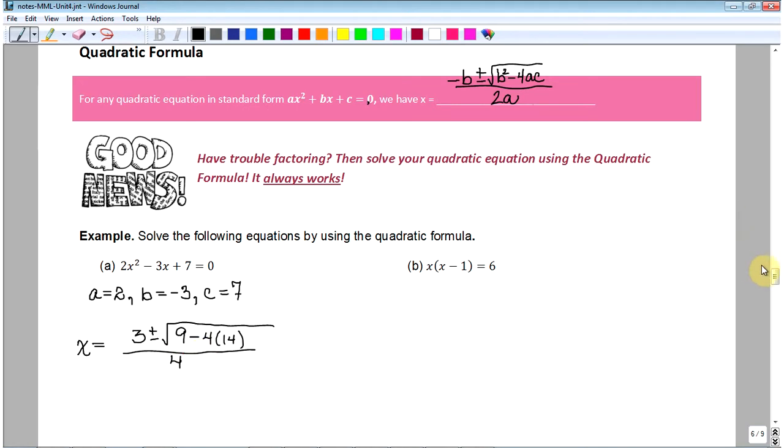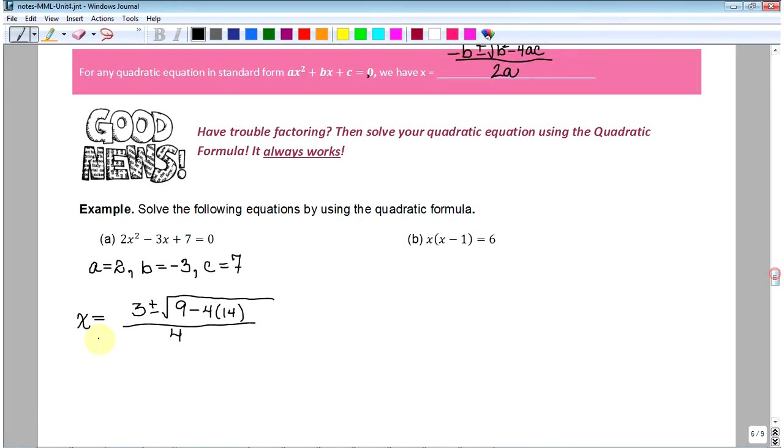So notice that I did some of the multiplication in my head because it kind of helps to cut down on arithmetic errors. Now I need to simplify my radicand, the part under the radical. So we end up with, and I'm just going to enter this in my calculator, 9 minus 4 times 14 is negative 47. And all of this is still divided by 4.